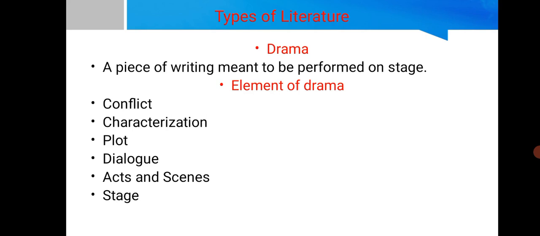Then the acts are the major divisions. If you are familiar with watching movies, then some movies are in part one, part two, part three, or season one, season two, season three. If you pick a season, you get a lot of different episodes. In this way, we can describe the seasons as the major divisions, the acts, then the episodes as the minor divisions, that's the scenes.